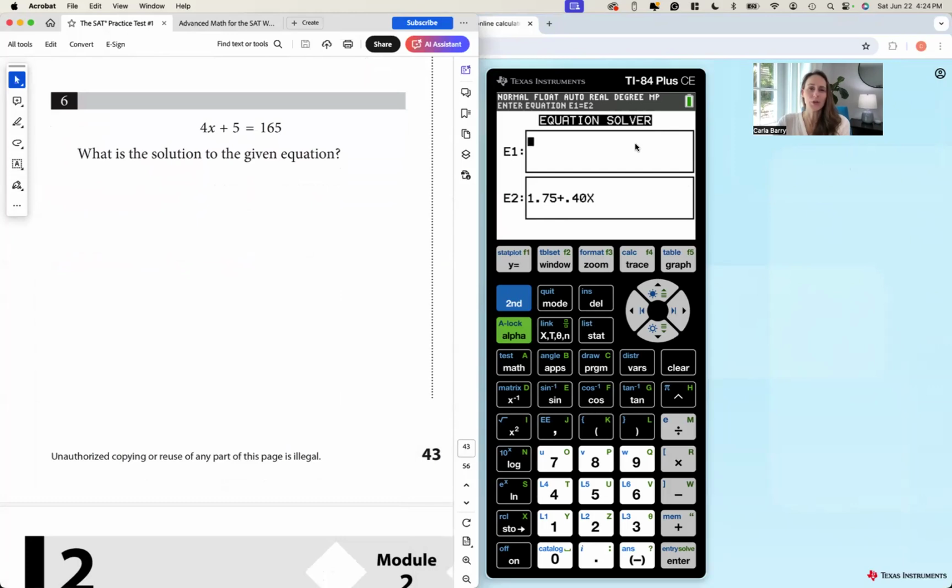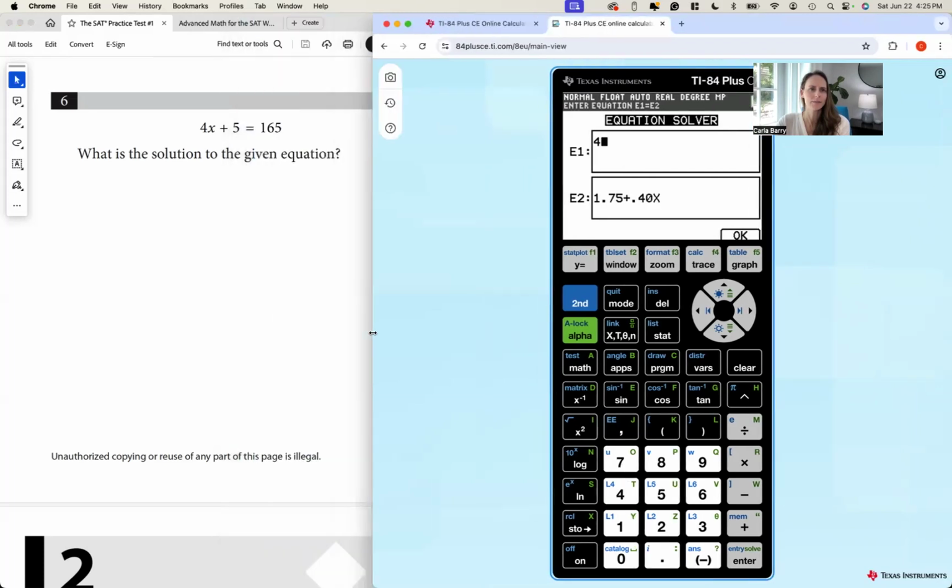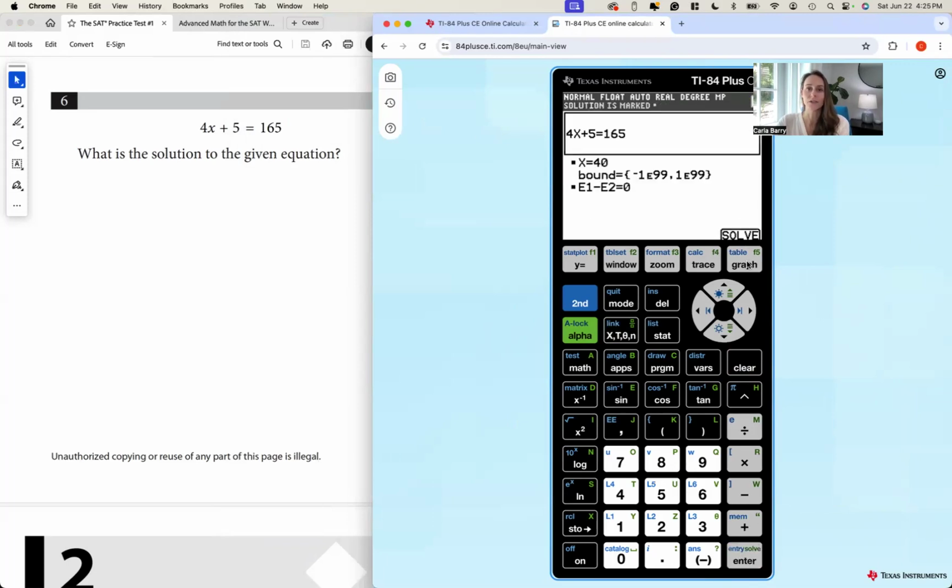So equation solver or numeric solver can be used for any linear equation. So that means we only have one variable. That variable is not an exponent. It is not in the denominator of a fraction, and it is not inside of a radical. We're going to make one box, one side of the equation, and the other box, the other side of the equation. So I'm going to say 4x plus 5, my first box. And for my second box, I'm just going to make 165. And then I'm going to press enter and then graph to solve it.